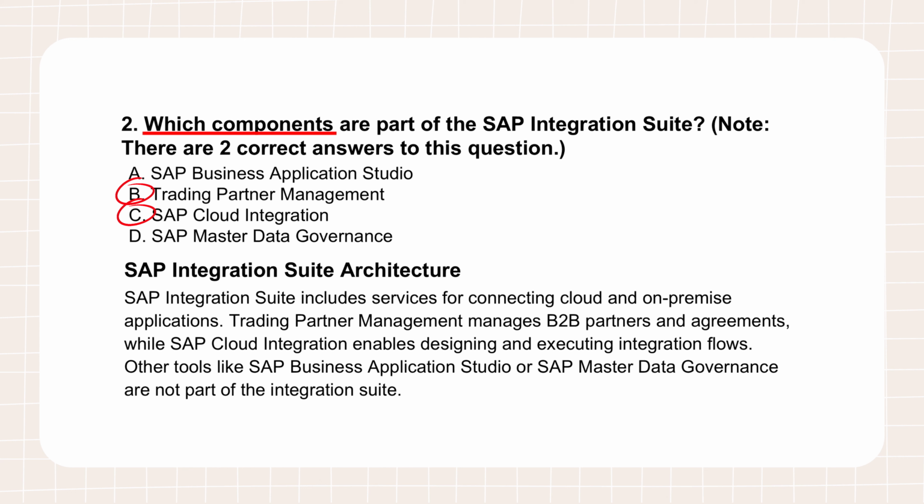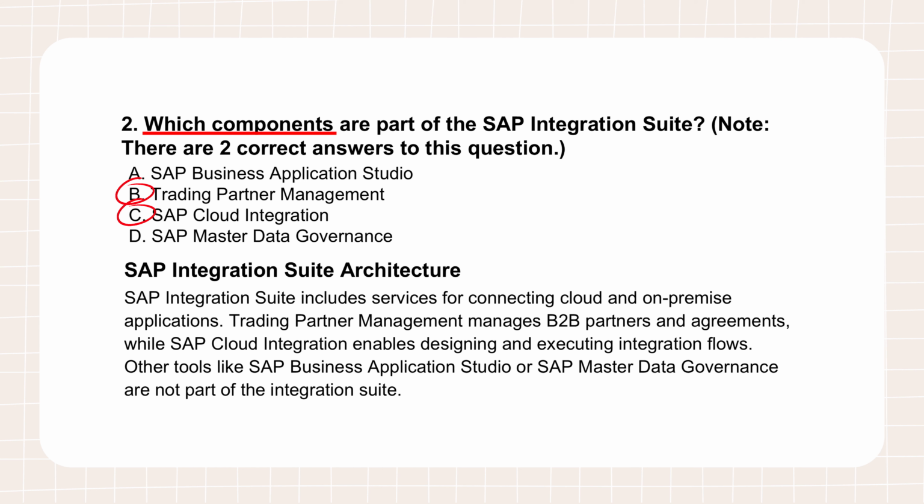And then there's SAP Cloud Integration. This is the real engine room. It's where you design, deploy, and actually run the integration flows, the paths that data takes between systems, how it gets transformed along the way. Okay. So the key takeaway is the focus, integration and partner management. Tools like Business Application Studio, that's more for general app development.